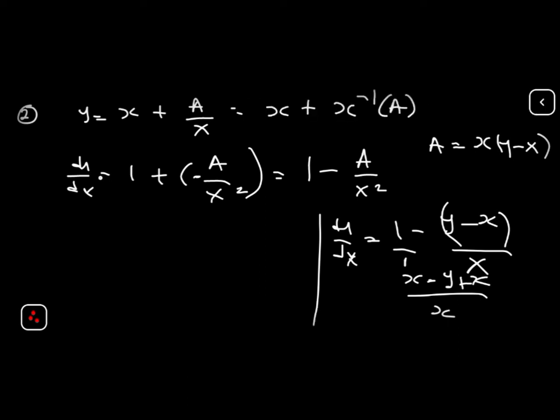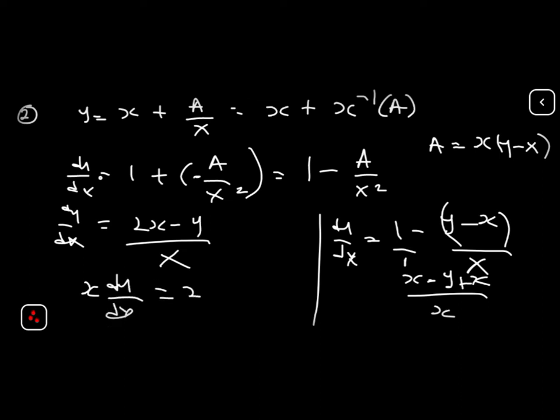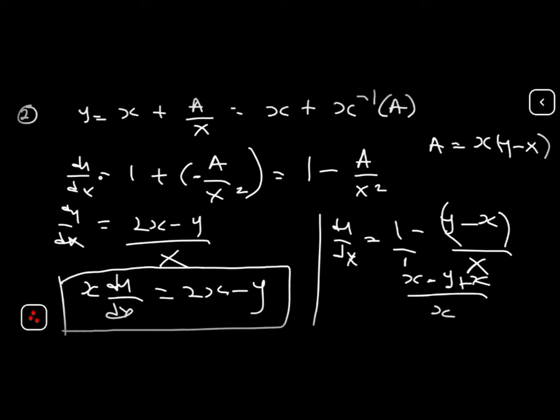Alright, so we would have dy/dx is equal to (2x minus y) all over x. So we would multiply both sides by x. So we would have x dy/dx is equal to 2x minus y. This is the differential equation of this. Alright, this would be the differential equation.